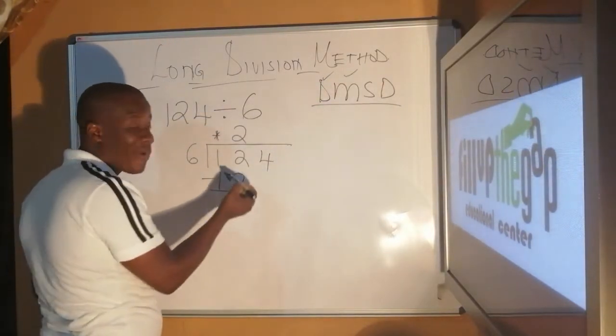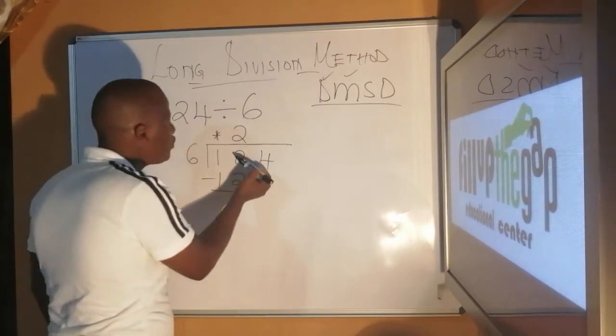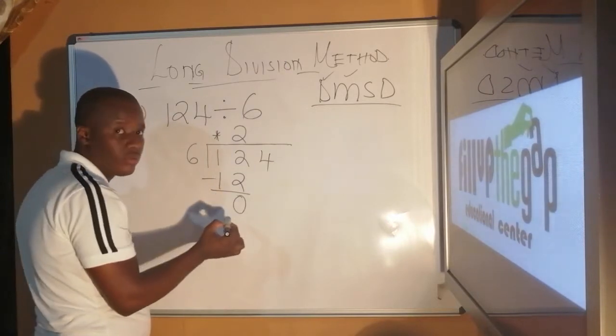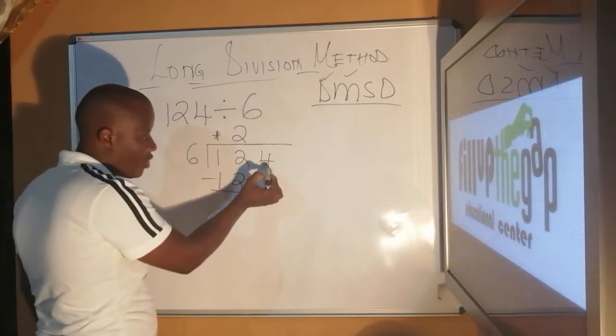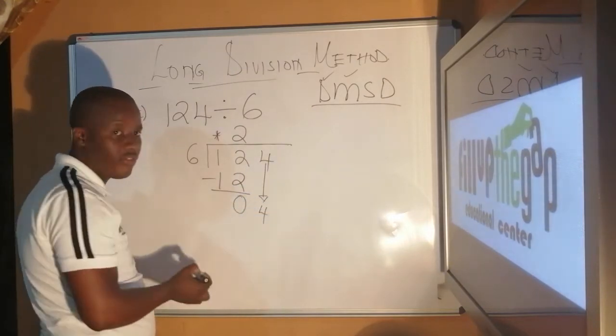Then what are we supposed to do? We're gonna subtract this 12 from this 12. So we're gonna say 12 subtract 12. It's gonna be how much? 0. Then from there, what do we do? We drop. We drop how much? 4.